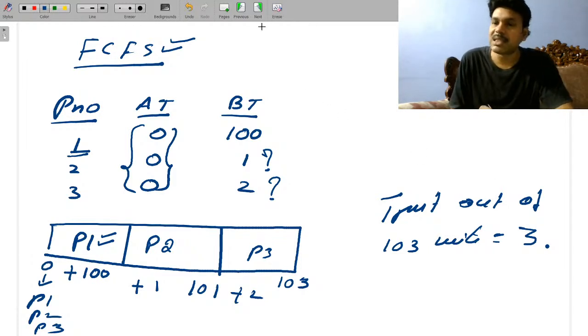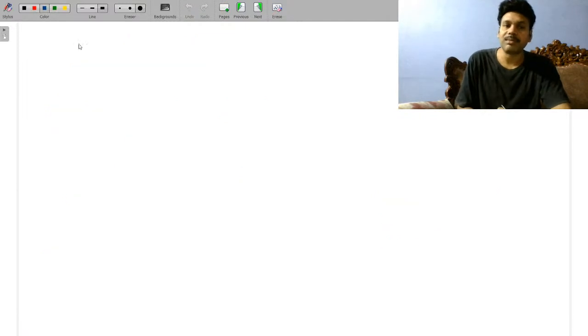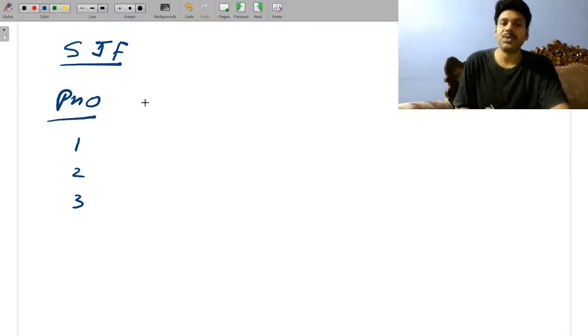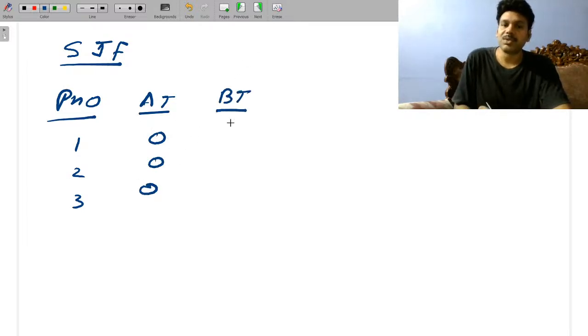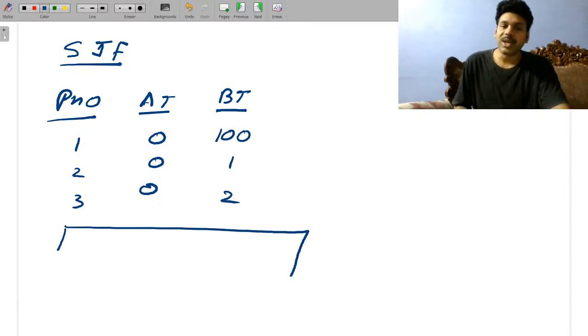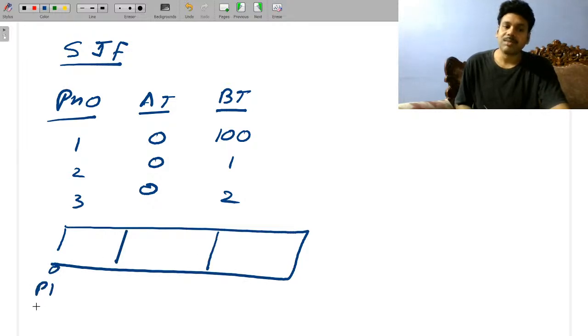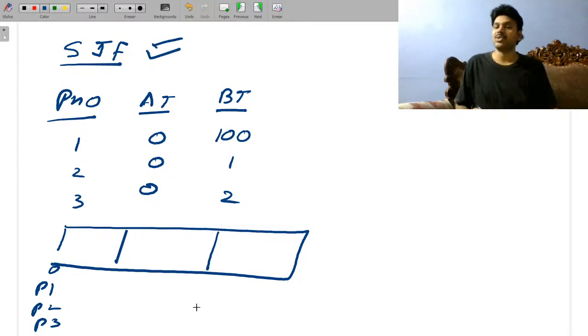If I am using the concept of SJF, what will happen? Processes 1, 2 and 3 have arrival times 0, 0, 0, and the burst times are 100, 1 and 2. Now look at your Gantt chart. At 0, all have come: P1, P2 and P3. Now you tell me, as far as SJF, which process I need to take.